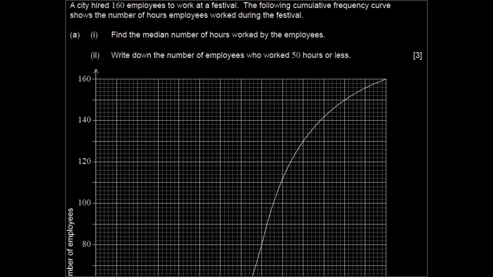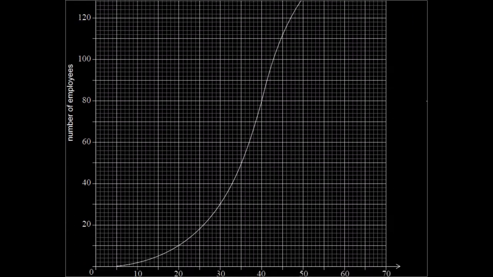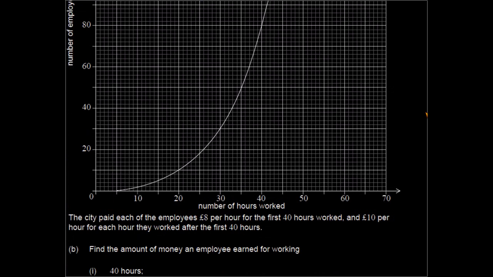This question says, a city hired 160 employees to work at a festival. The following cumulative frequency curve shows the number of hours employees worked during the festival. Then part A, part 1, says find the median number of hours worked by the employees. Alright, so we can see we've got the cumulative frequency graph here. It's a bit hard to see the whole thing.